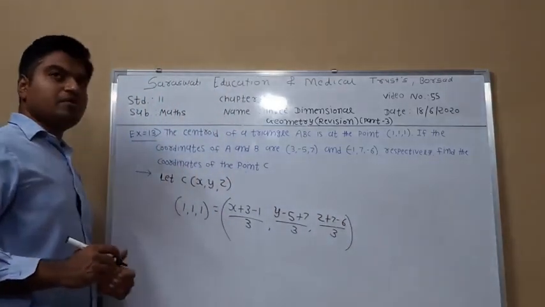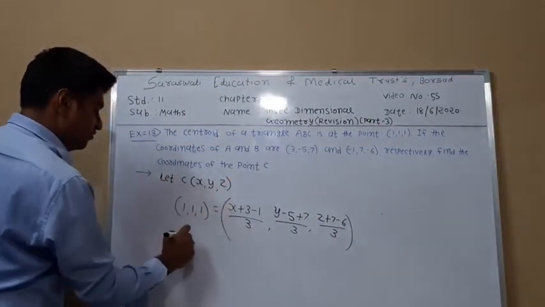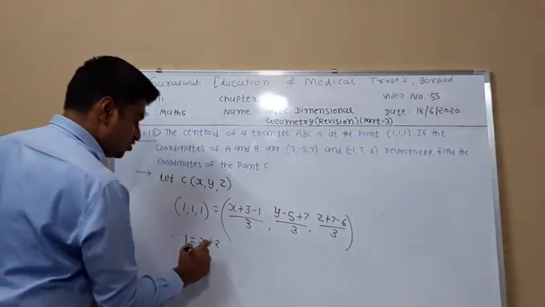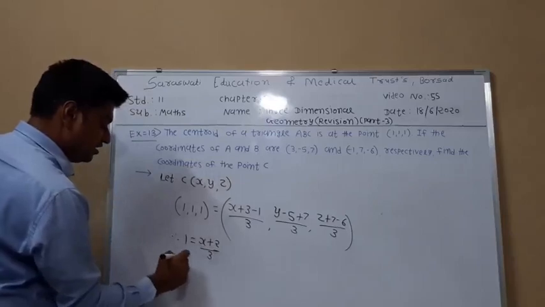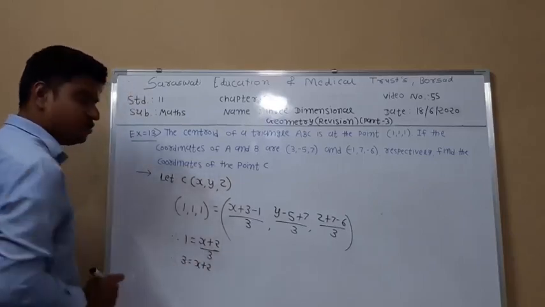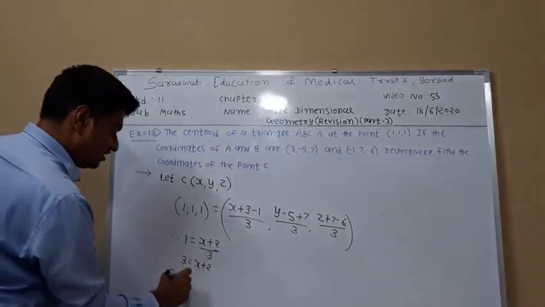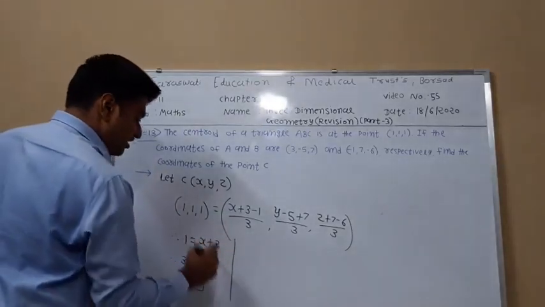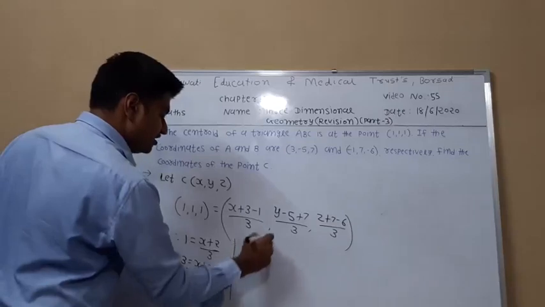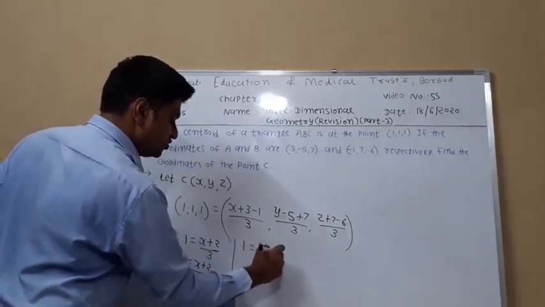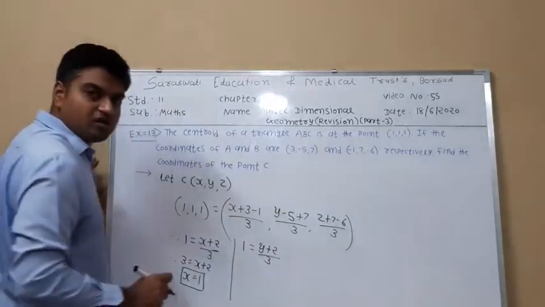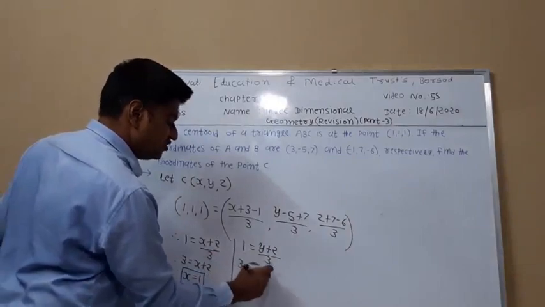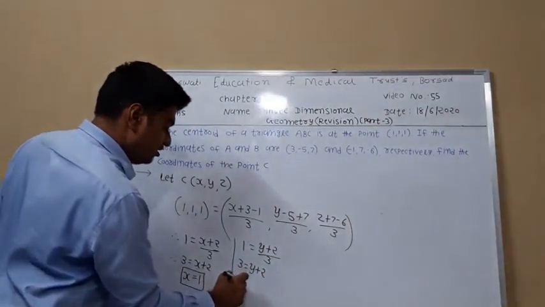Now compare all these three terms individually. So 1 is equal to (x plus 3 minus 1, that means 2) divided by 3. Now 3 multiplied on this side, so 3 is equal to x plus 2. So x is equal to 1. Now in the second term, 1 is equal to (y plus 2) divided by 3. 3 into 1, that means 3 is equal to y plus 2. 2 written this side, so y is 1.